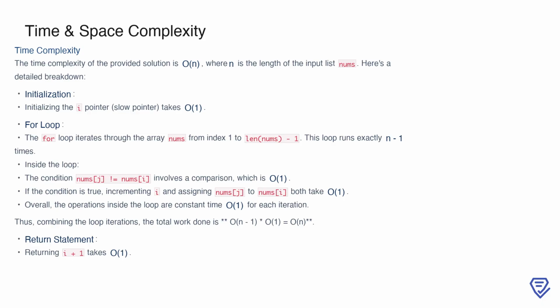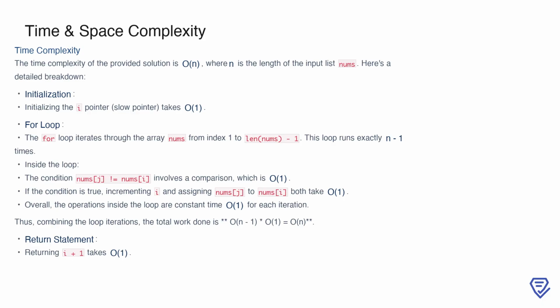Let's break it down step by step. First, initializing the pointer i, also known as the slow pointer, takes constant time, O(1). Then, we have the for loop, which iterates through the array from index 1 to the end. This loop runs exactly n minus 1 times, as it starts at the second element. Within each iteration, the condition nums[j] equals nums[i] is checked, which is a simple comparison and takes O(1).